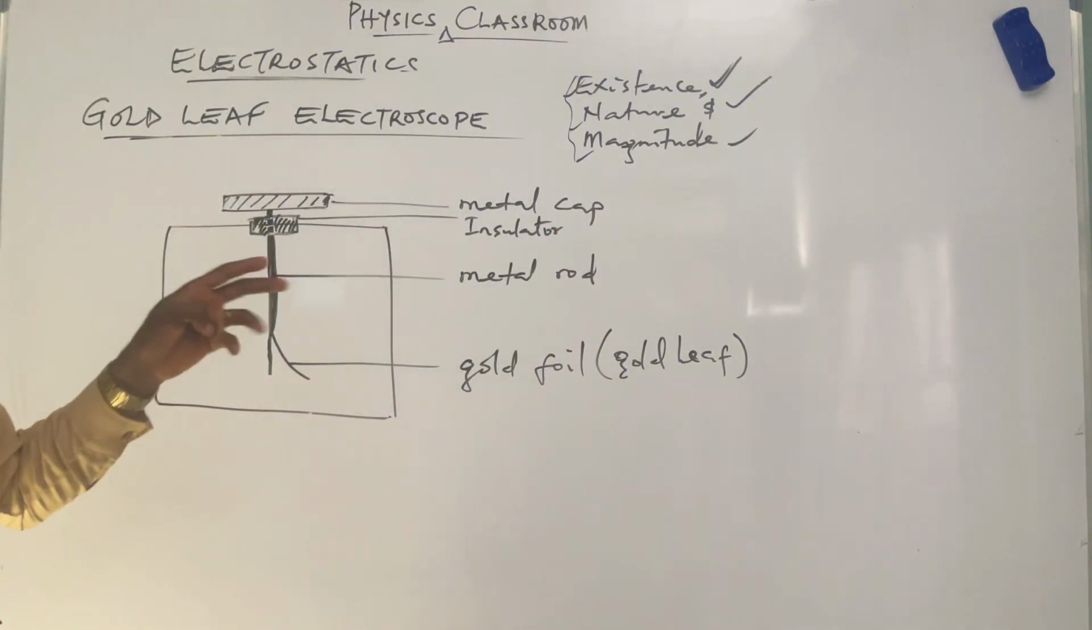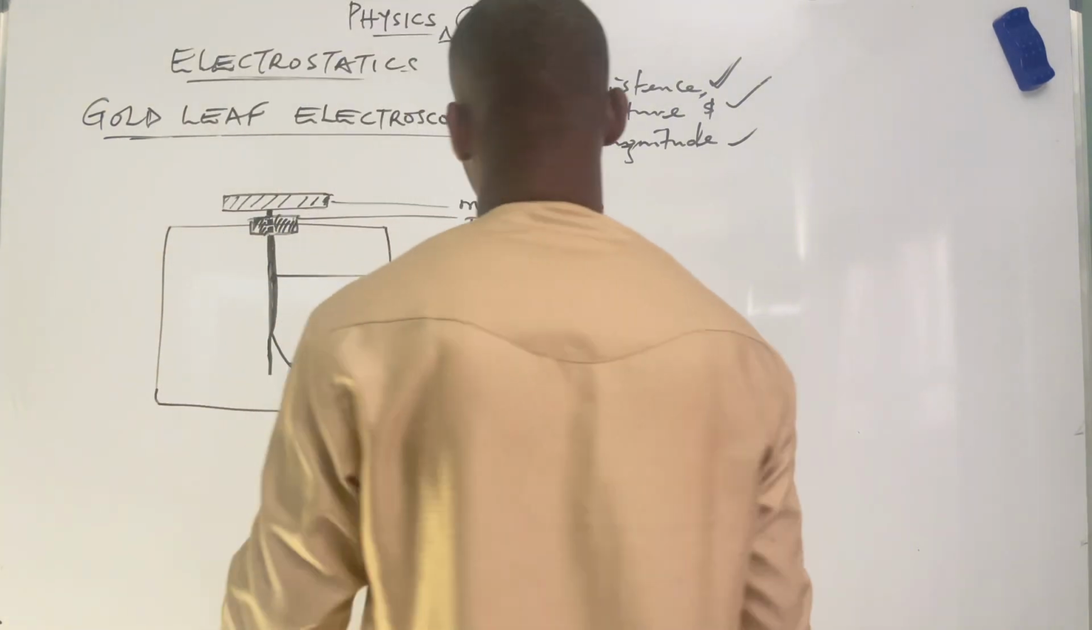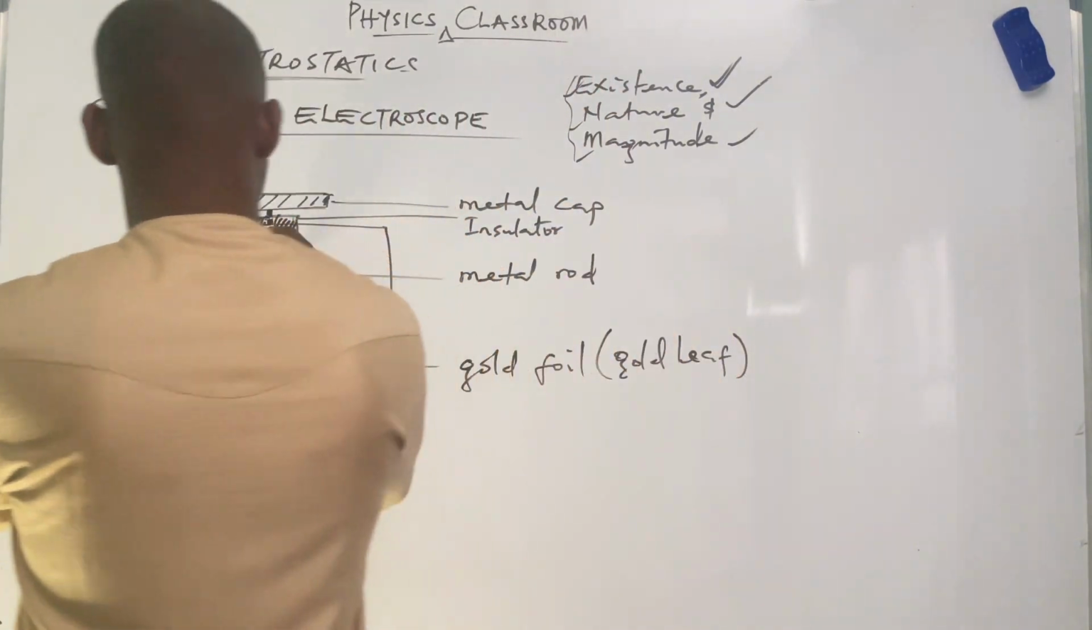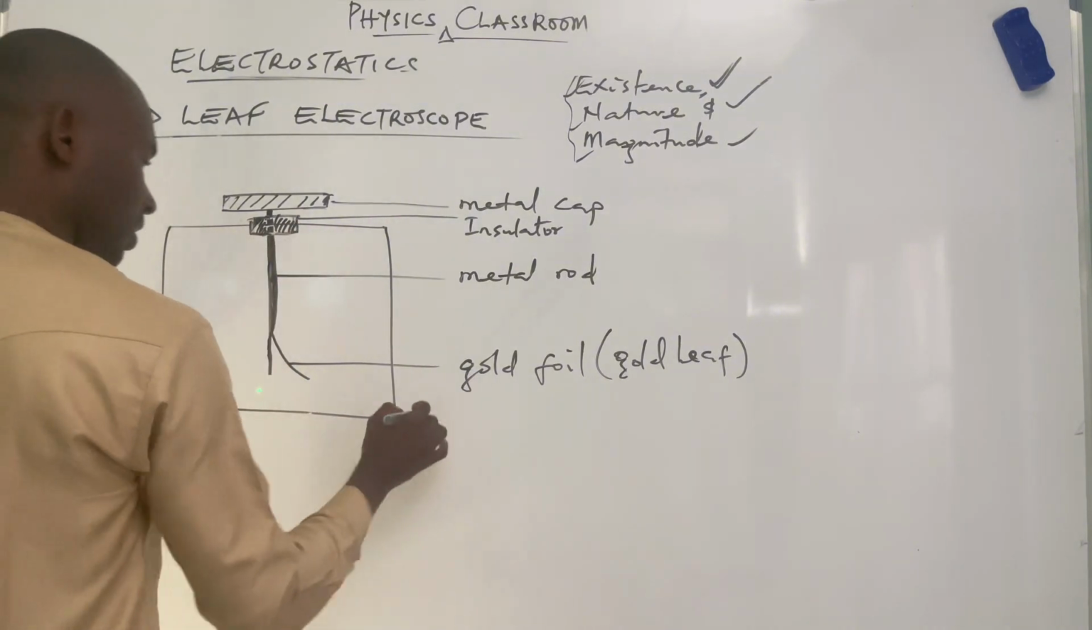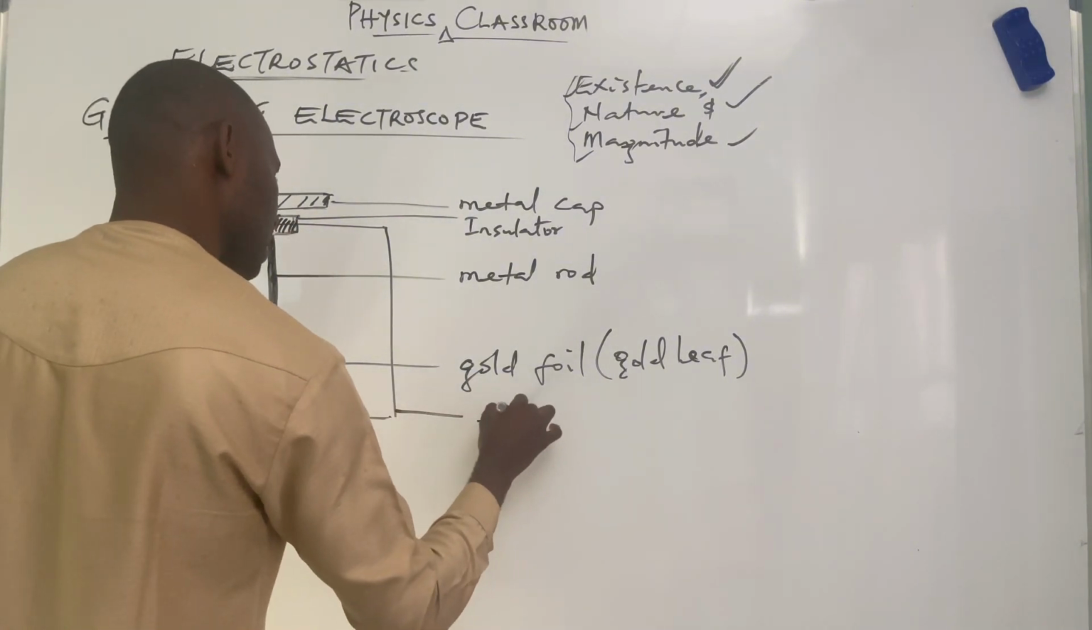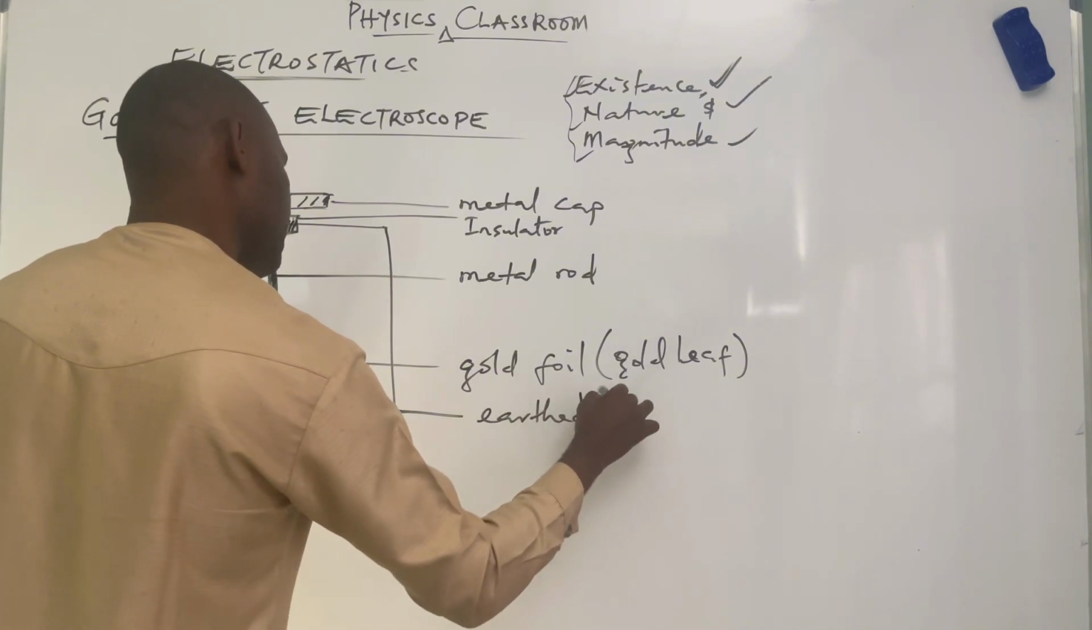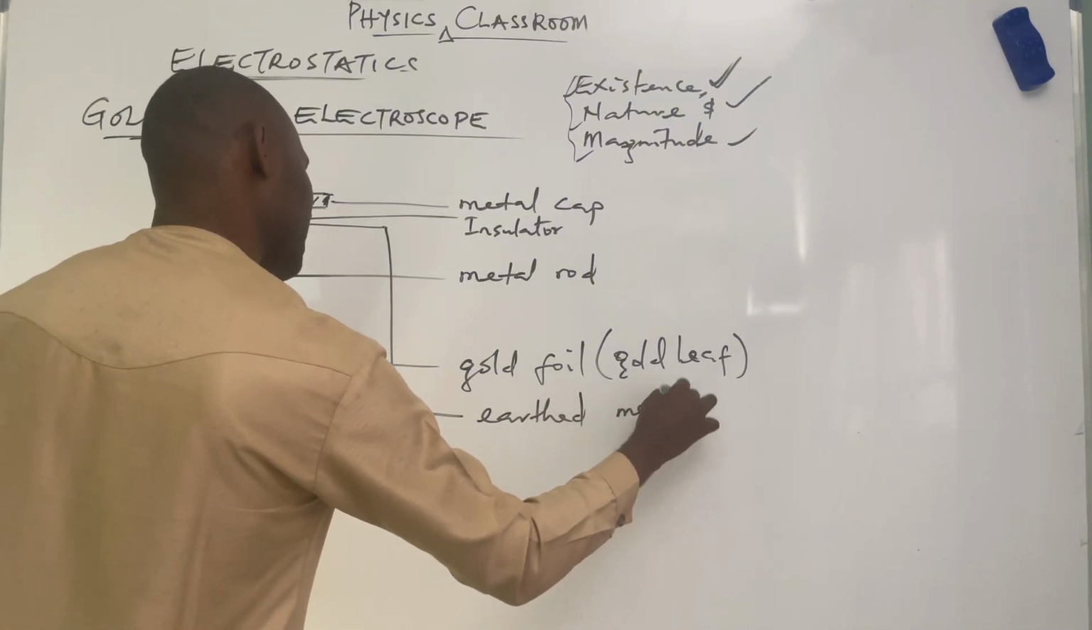That insulator, we call it perspex. Perspex. So this is the insulator here. This part is the what? Earthened metal case.